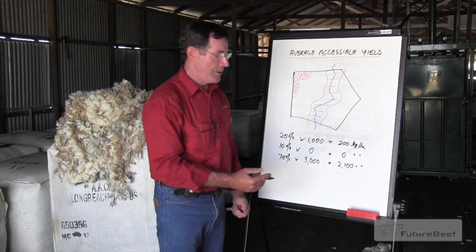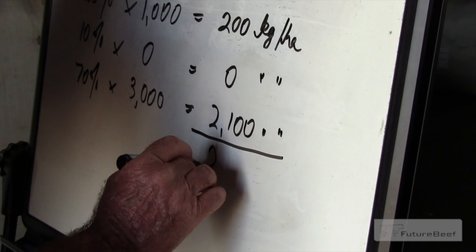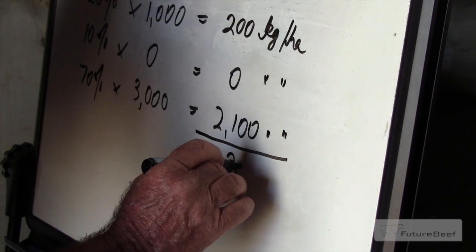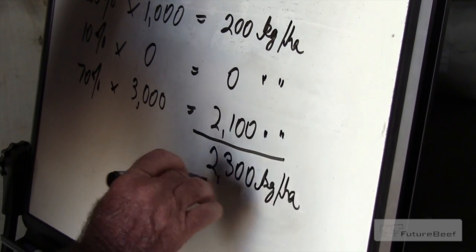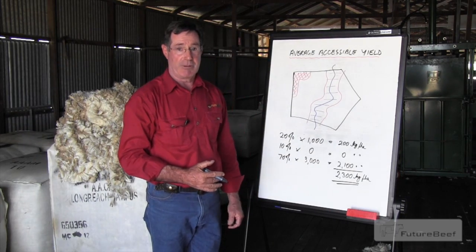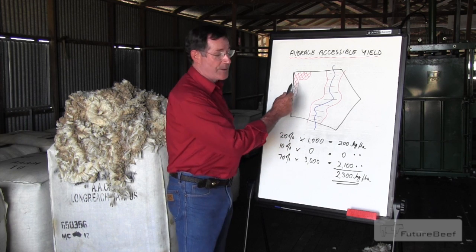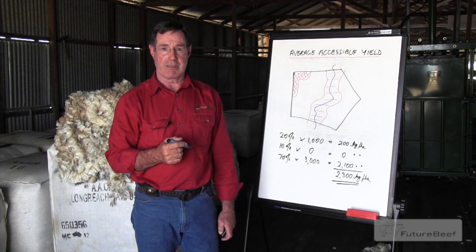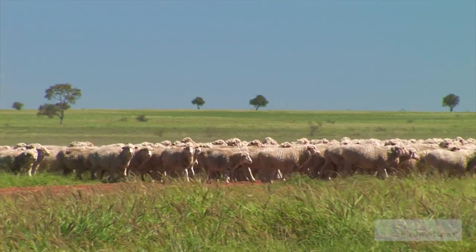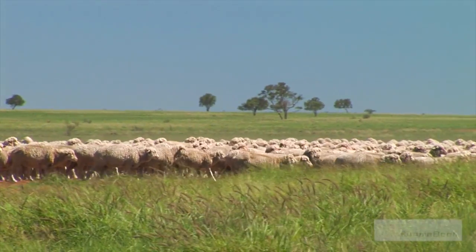Now all we have to do is add all these figures together, and that gives us the average accessible yield for the whole paddock, 2,300 kilograms per hectare. That's quite a different figure to the one we started with. 2,300 compared to our initial estimate for the whole paddock of 3,000 kilograms per hectare. So if we actually stocked it to our initial estimate, then we would have been running out of feed by the end of the grazing period.